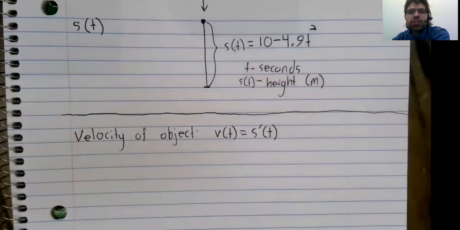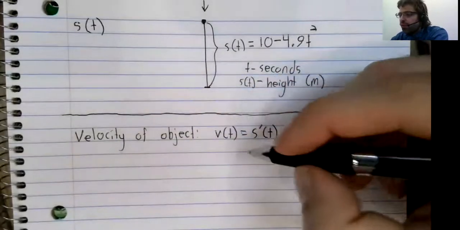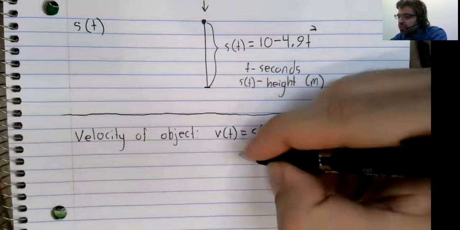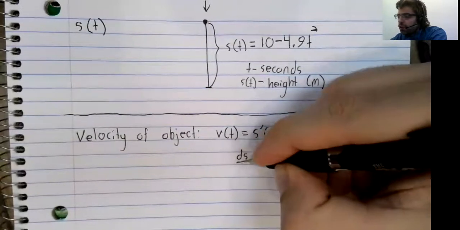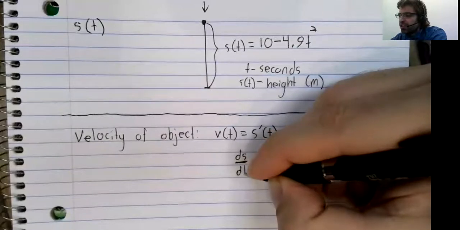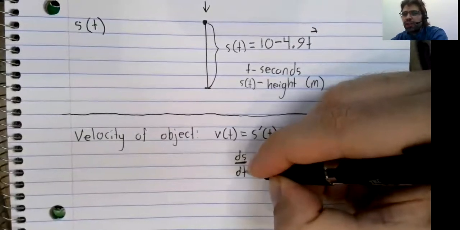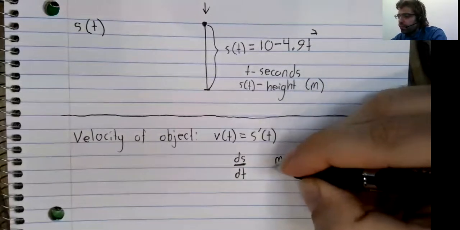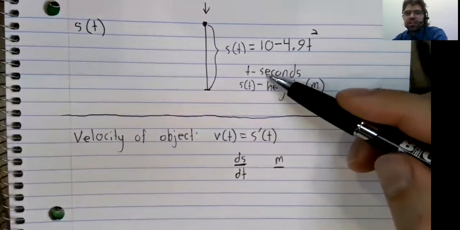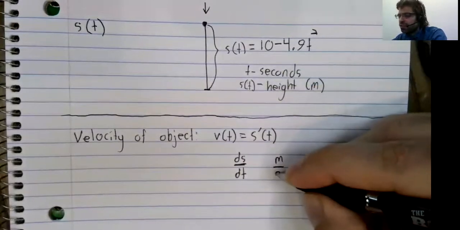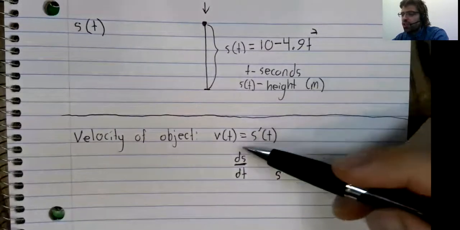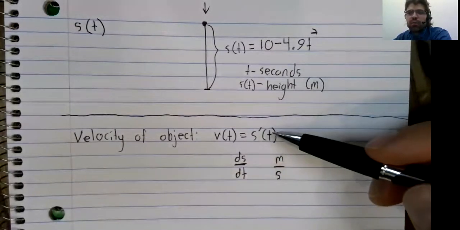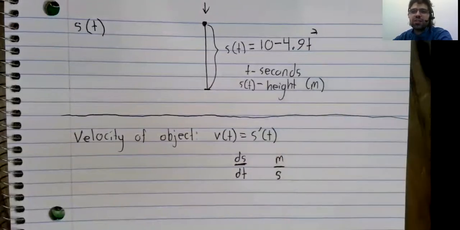But we can look at units as well. What are the units of the derivative of the position function? Well, the units of height are meters. The units of time are seconds. So the units of this derivative are meters per second. That is, in fact, a velocity.